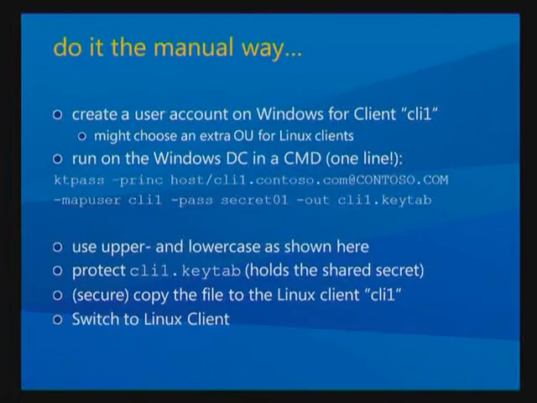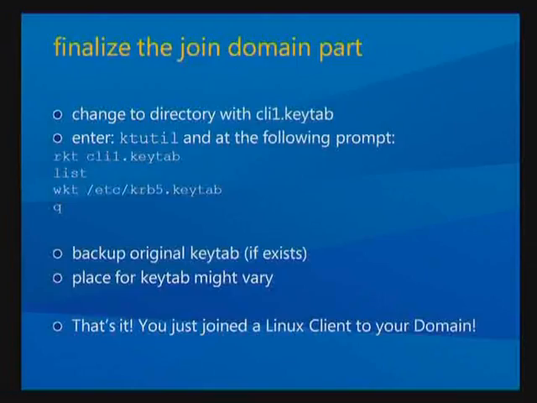So, copy this to the Linux client. I do the secure copy, or use a USB stick or whatever you want, and then you switch over to the Linux client. You go to the directory where this key tab is in, and there's a command that's called ktutil, the key tab utility, kt-util, easy to remember. And there's a read key tab, write key tab, quit.